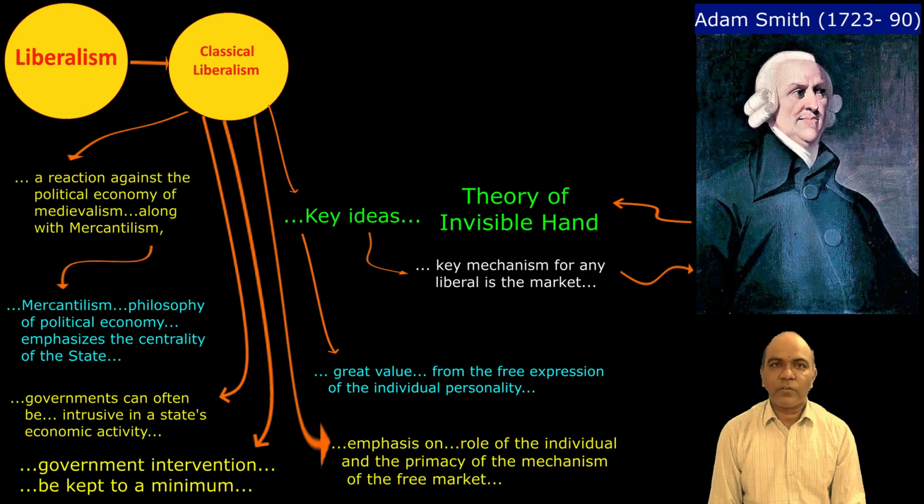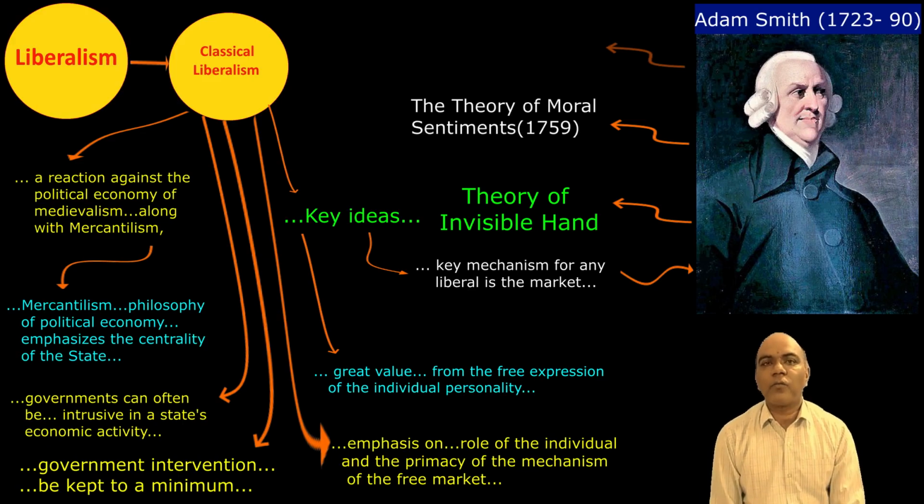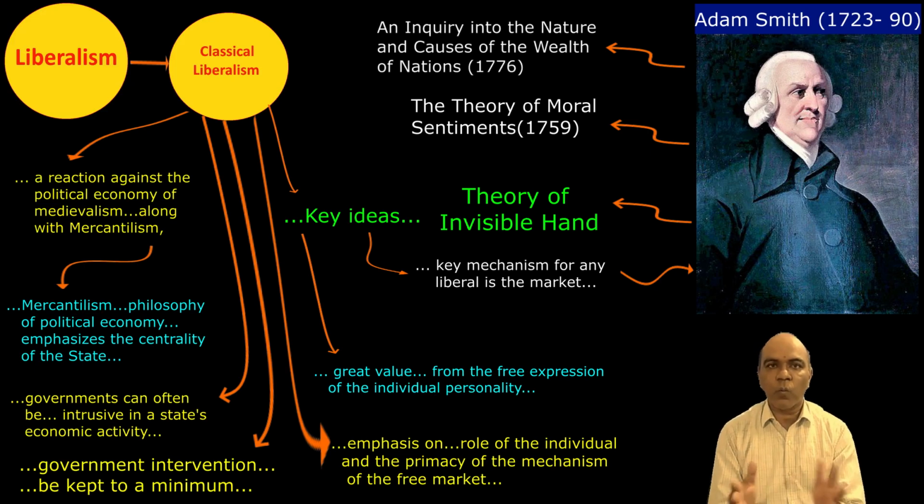Adam Smith was a Scottish economist, philosopher, and author, a pioneer of political economy and a key figure during the Scottish Enlightenment. He is also known as the father of economics, or the father of capitalism. Smith wrote two classic works. One, The Theory of Moral Sentiments, which he wrote in 1759, and An Inquiry into the Nature and Causes of the Wealth of Nations, which he wrote in 1776, and it is often introduced to us in abbreviated form as The Wealth of Nations. So what does Adam Smith have to tell us about the idea of liberalism with reference to political economy?